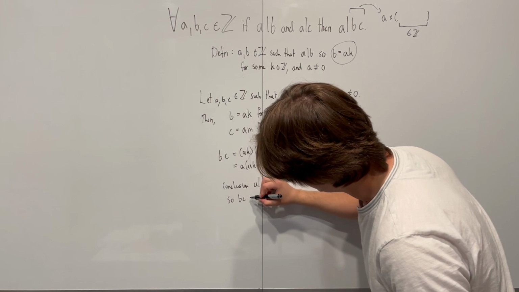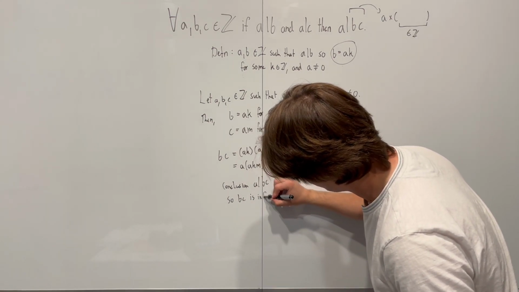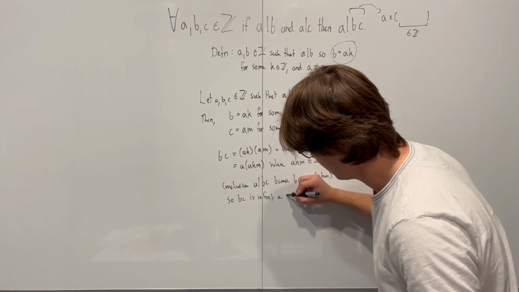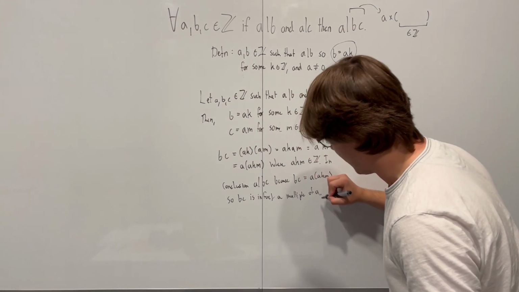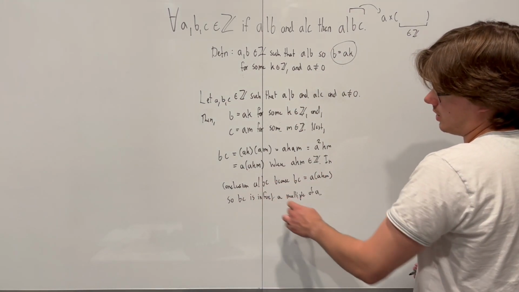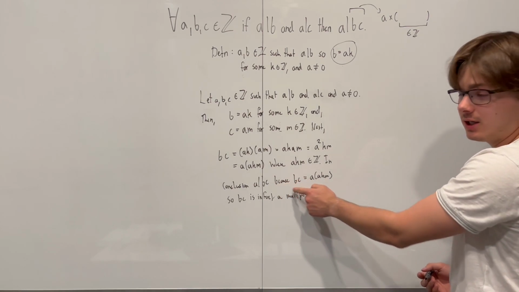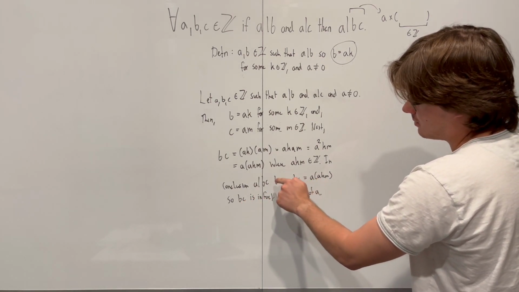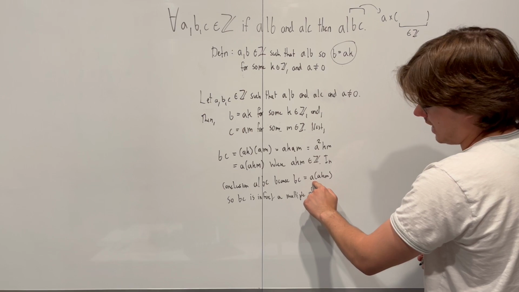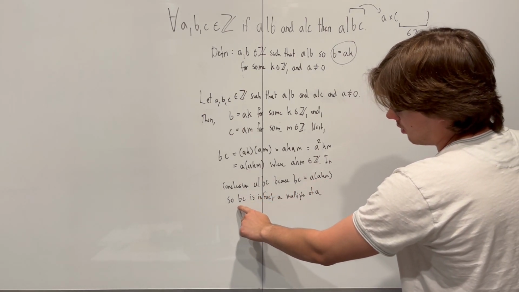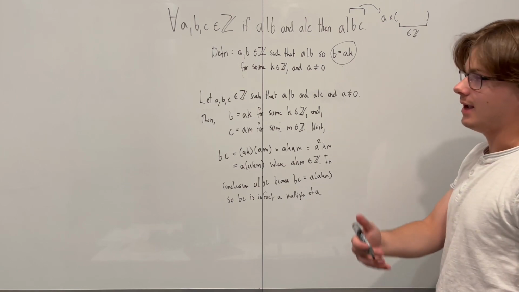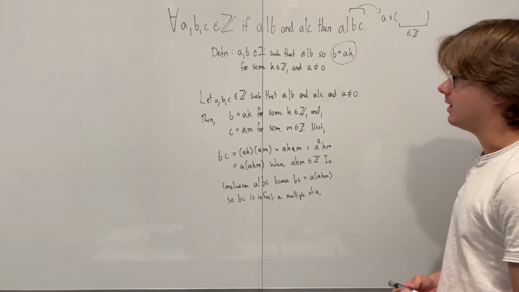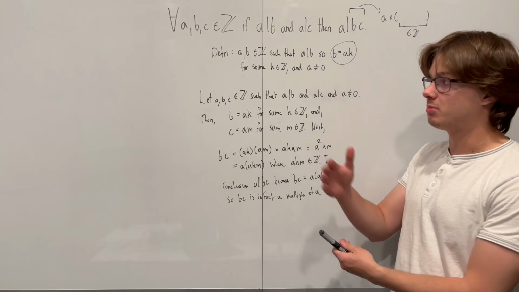So bc is in fact a multiple of a. You can probably just say in conclusion a divides bc, but I like to be very explicit as to why. It's because b and c can be written as a times something, so bc is in fact a multiple of a, which by definition of divisibility makes a divide bc. So fantastic, we've proven this now.